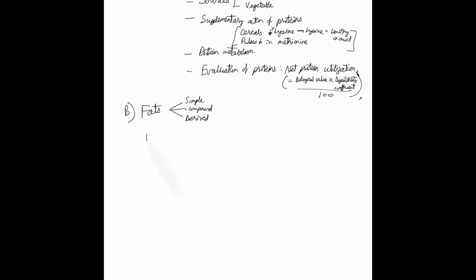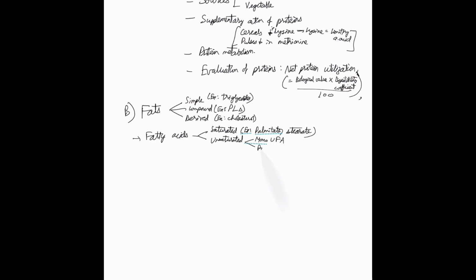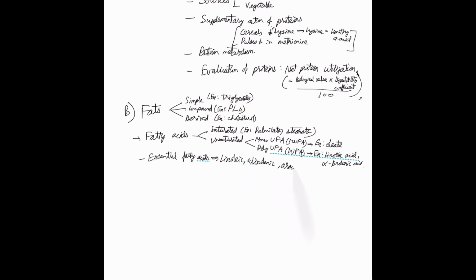We then move on to discuss fats. So there are simple fats, compound fats, and derived fats. Examples for simple fats are triglycerides, compound fats are phospholipids, derived fats are, for example, cholesterol. Then we also have fatty acids, which can be classified into saturated and unsaturated. Saturated fatty acids are palmitate and stearate. Unsaturated acids can be divided into monounsaturated fatty acids and polyunsaturated fatty acids. MUFA examples are oleate, and PUFA examples are linoleic acid and alpha linolenic acid.